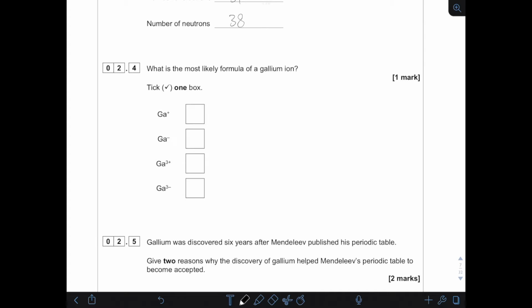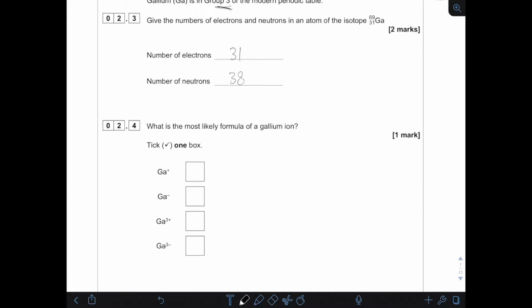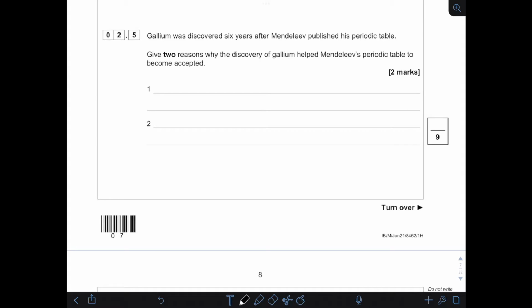The most likely formula of gallium ion, we know that it is in group 3. Yeah, it's given in the question. It's also on your periodic table. So the most likely ion is if it's fully ionized, and that would be gallium 3+. In theory, I think gallium 1+ is also a decent ion, but we don't need to go there. Gallium was discovered 6 years after Mendeleev published his periodic table.